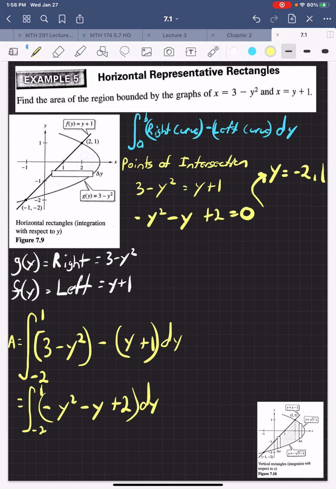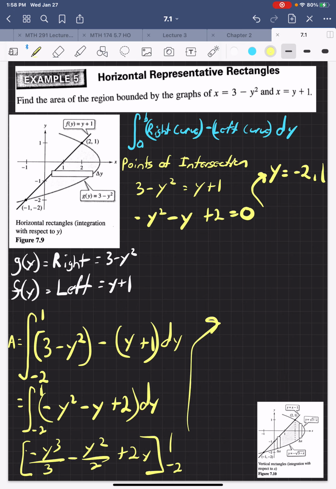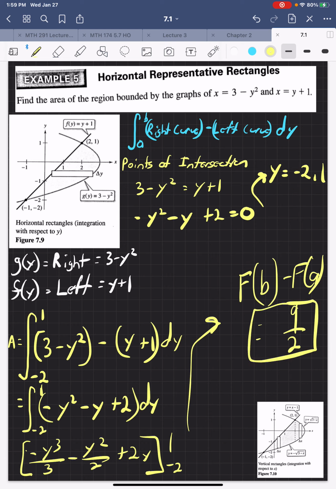That's an easy integral. It's just going to be negative y cubed over 3 minus y squared over 2 plus 2y from negative 2 to 1. So back substituting f of b minus f of a, what do we get? We get 9/2. Interesting.